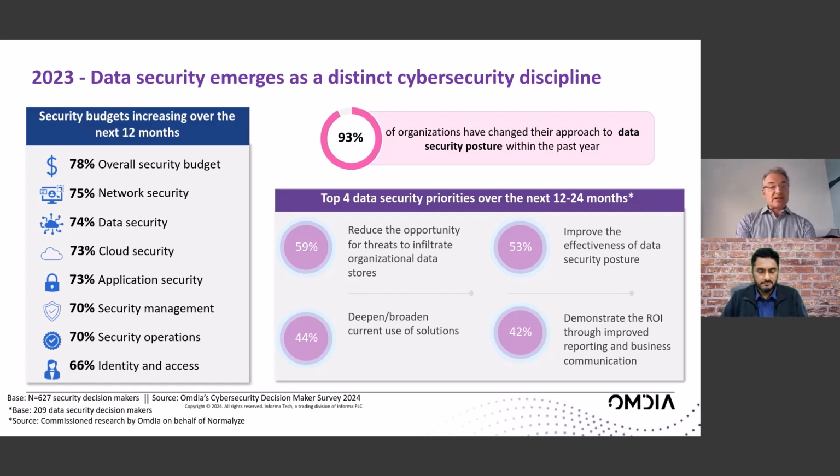And this is what we've been seeing. It now has dedicated roles allocated to it, data protection officer, for example, but more specifically, there's budget. If we look over on the left-hand side of this screen, we can see how strongly data security now rates alongside the other more established pieces of the cybersecurity discussion. Not surprisingly, overall security budget is at the highest, but only a few percentage points behind is network security, but there is data security at 74%.